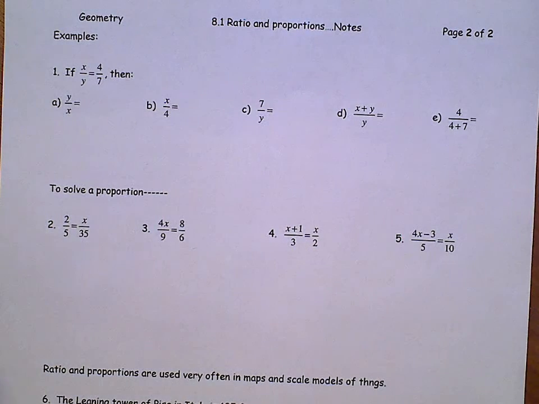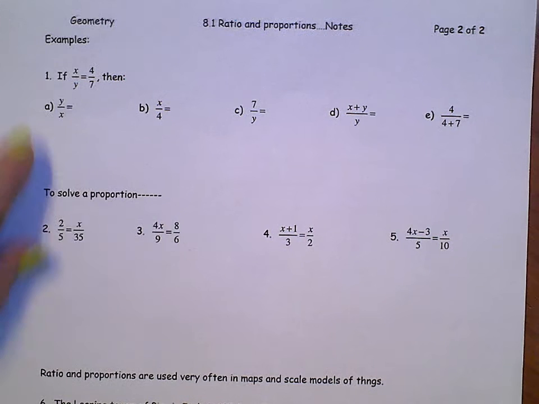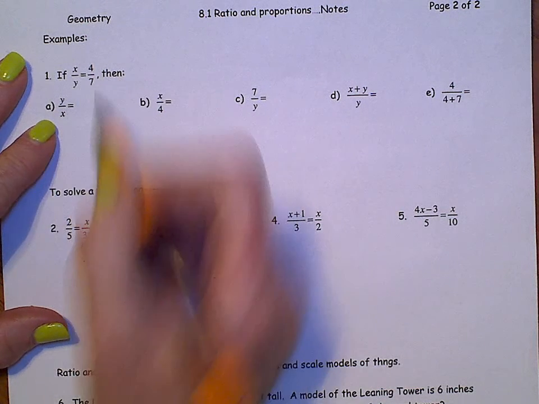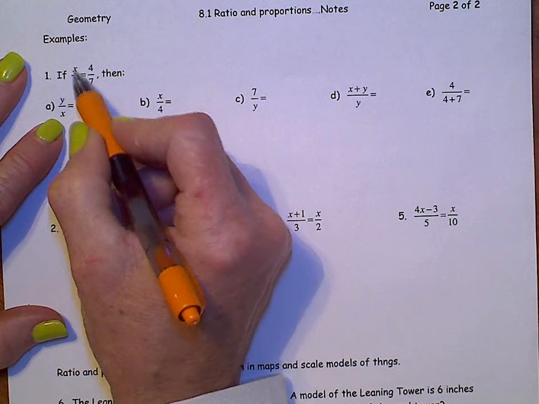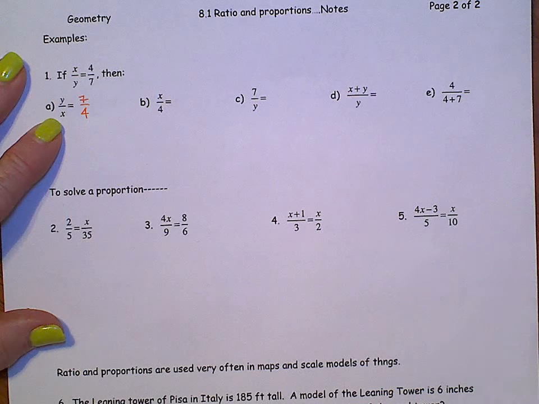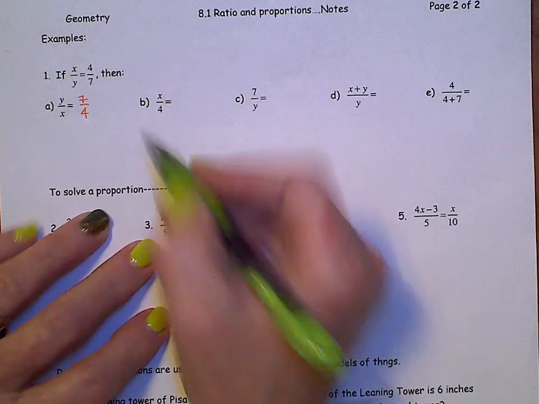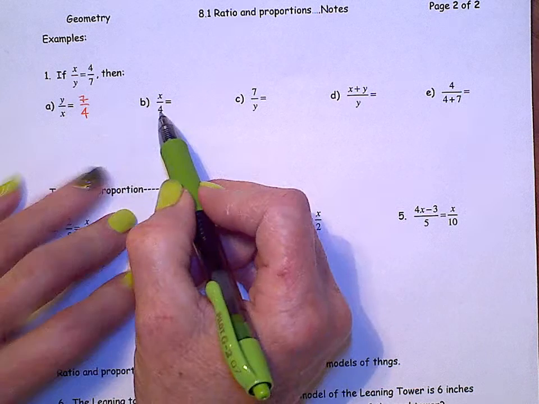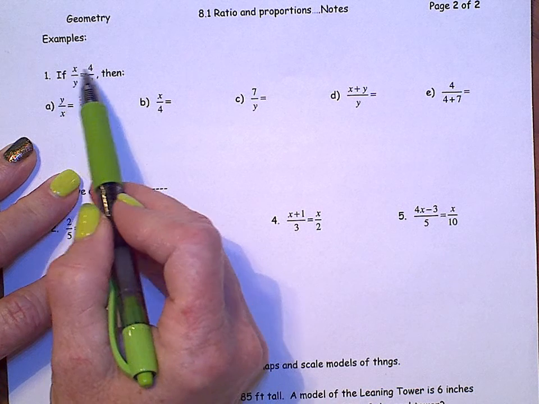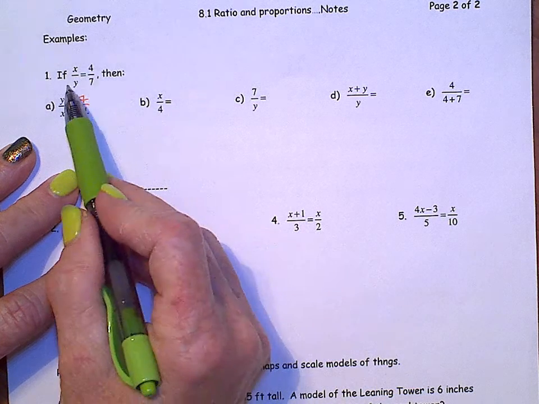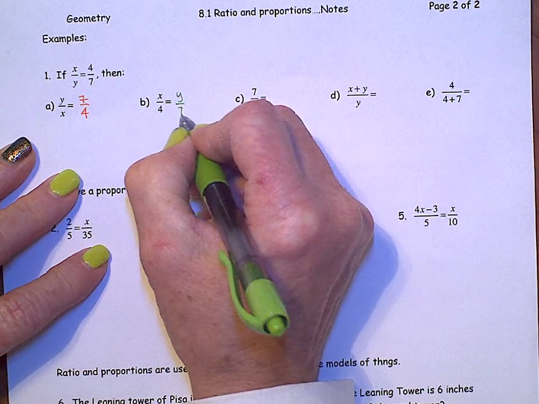If x over y is equal to 4 over 7, then what about y over x? Notice we just flipped the left side, so we'll have to flip the right side. And that's just 7 over 4. How about this next one? x over 4 equals. Same starter, x over 4. Look what we did. We went across this time, x over 4. So this one's going to have to be y over 7. Same direction, y over 7.